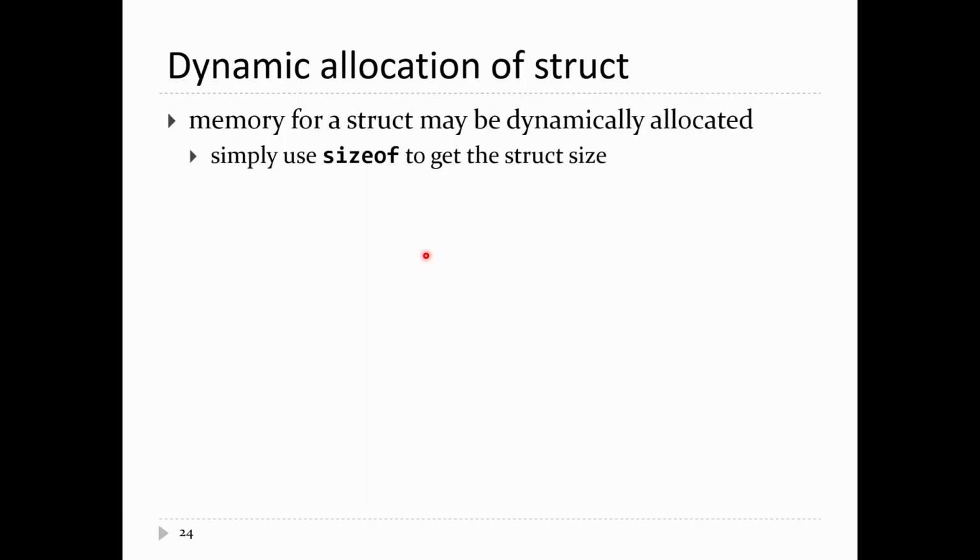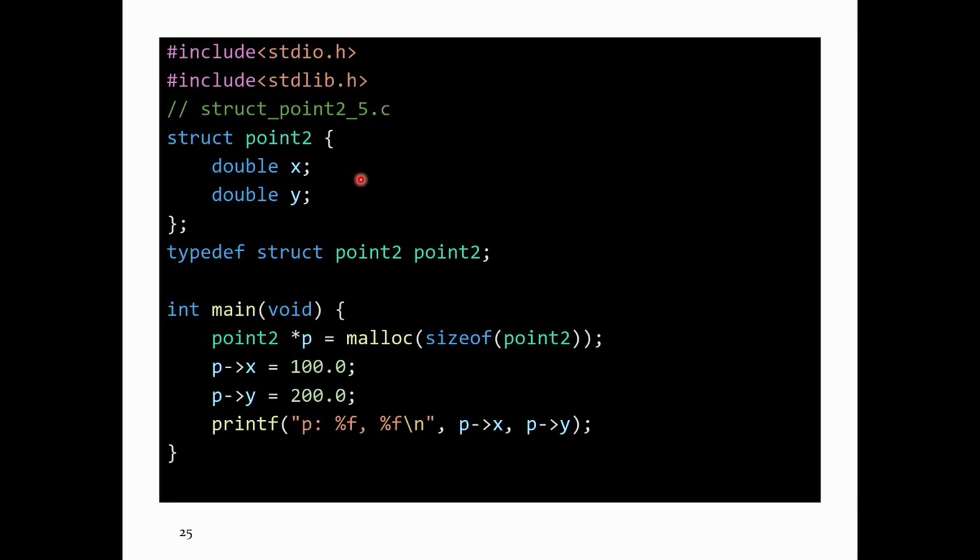All right, can you dynamically allocate a struct? The answer is yes, right? So if I want to use malloc or realloc or calloc, I can allocate the space for a structure. You just use sizeof to get the size of the structure. So for example, instead of declaring a point2 p directly, I now make a pointer, and then I use malloc to give me some memory to hold an object of size point2.